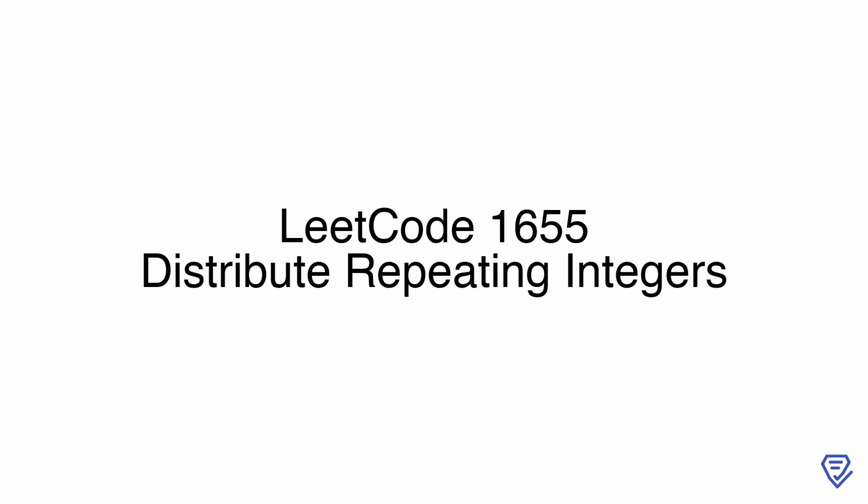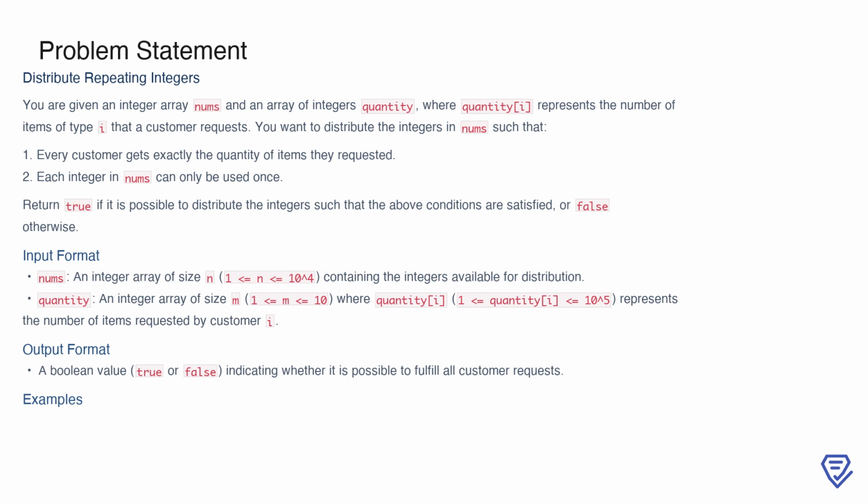Let's dive in. In this problem, we are tasked with distributing integers from an array nums to fulfill customer requests specified in the quantity array. Each request in quantity represents the number of items a customer needs of the same type. Our objective is to determine if it is possible to distribute the integers in nums such that each customer receives exactly what they requested, while ensuring that no integer is used more than once.